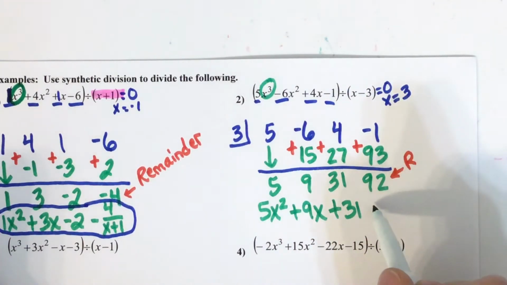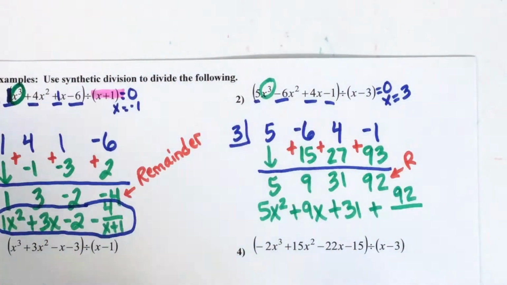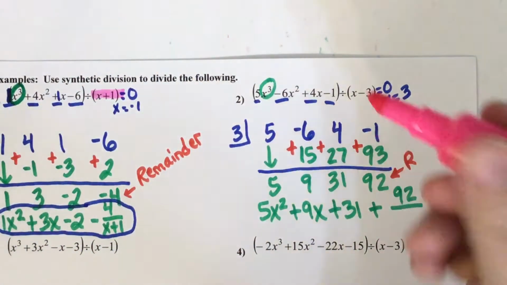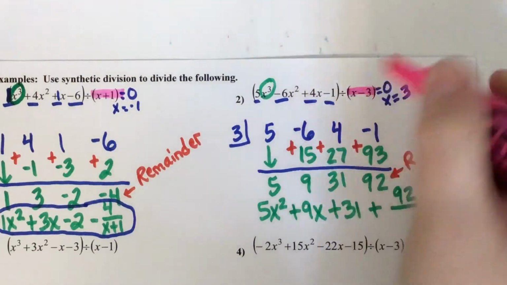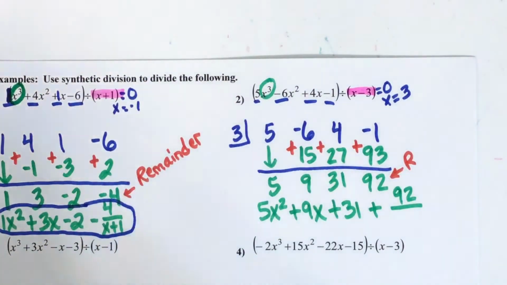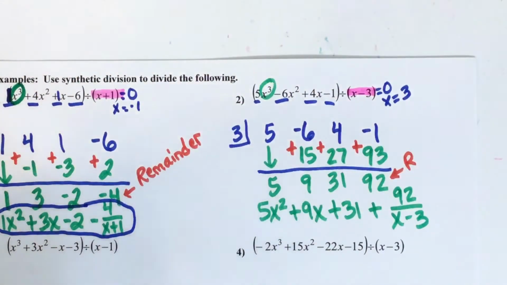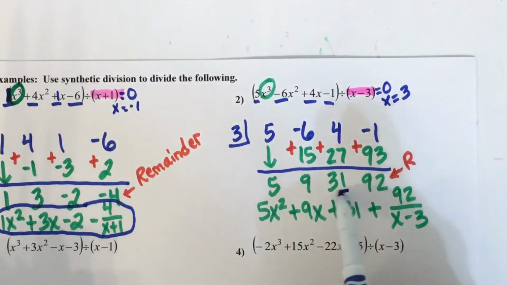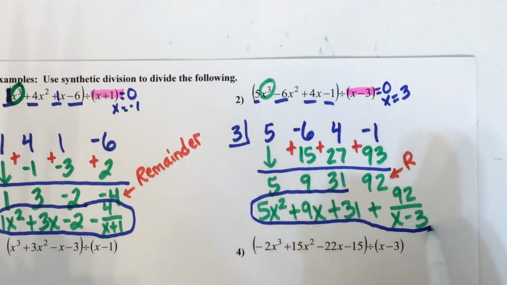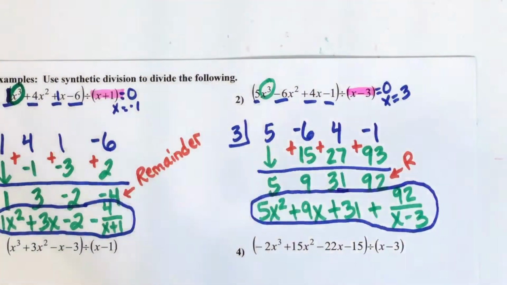This time it's positive, so I'm going to put a plus. And then the remainder goes over whatever it is that you're dividing by. And you're dividing by x minus 3. So x minus 3 goes right here. And that's our answer. Looks kind of ugly, but that's what it is. Okay, are you catching on?